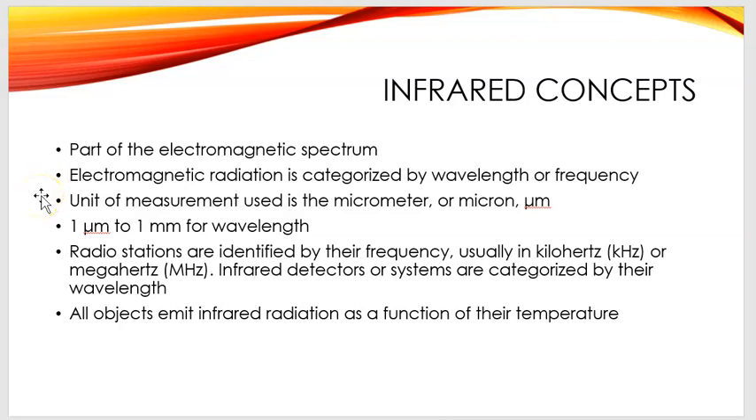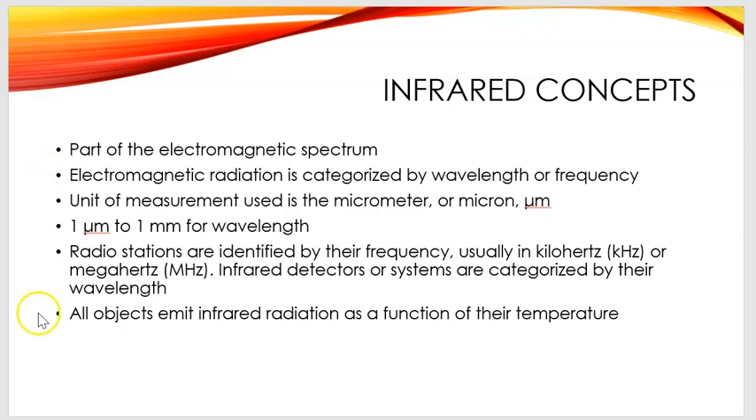The unit of measurement used is the micrometer, or micron. One micrometer is one millionth of a meter for a wavelength. And radio stations are identified by their frequency, usually in kilohertz or megahertz. Infrared detectors or systems are categorized by their wavelength. All objects emit infrared radiation. A little bit of information there, but some of that's kind of for trivia's sake also.